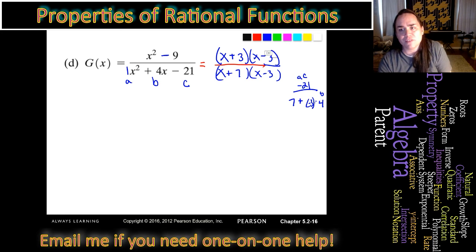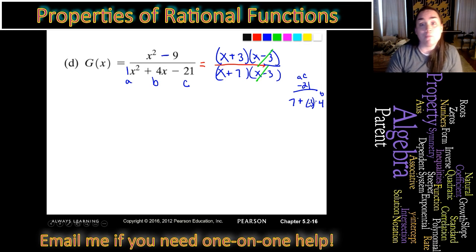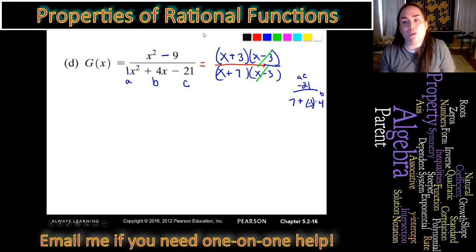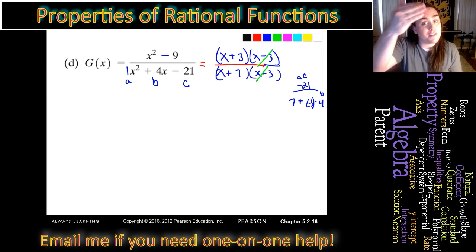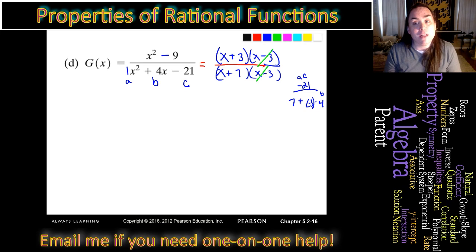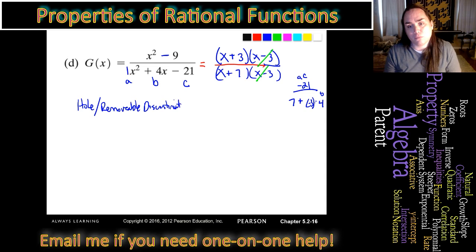Well, that brings up something kind of neat right here. Look at these two terms. x minus 3 is being divided by x minus 3. They cancel each other out. If you have a situation like that where two terms in a rational function cancel out because they're the same factor on top and bottom, then you have what's called a hole, or a removable discontinuity.